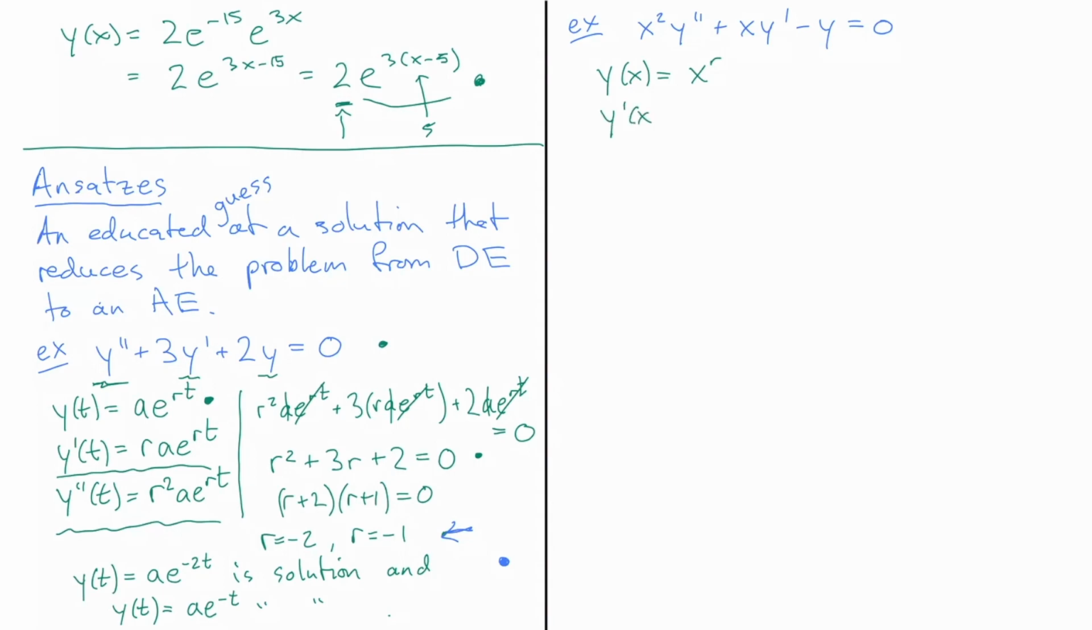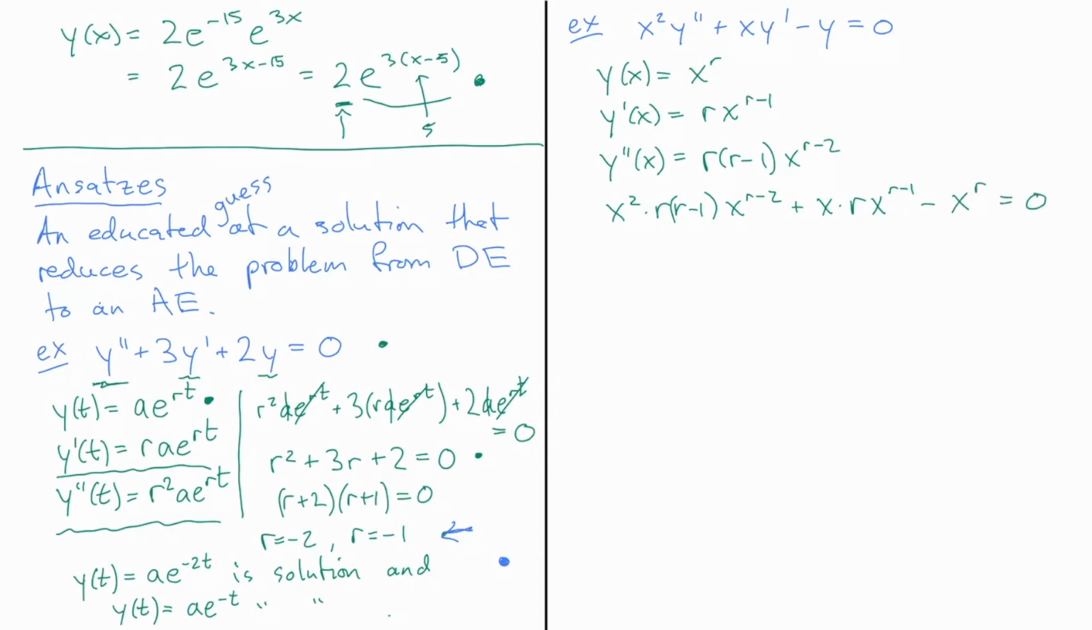Okay, so now y prime is equal to r x to the r minus 1, because here r is just an unknown constant that we'd like to find. And then we have y double prime, r times r minus 1, x to the r minus 2. And now we plug all of these into the equation in the proper way. So we get a x squared times r times r minus 1 times x to the r minus 2, that's a times there, plus x times r x to the r minus 1, minus x to the r equals 0.